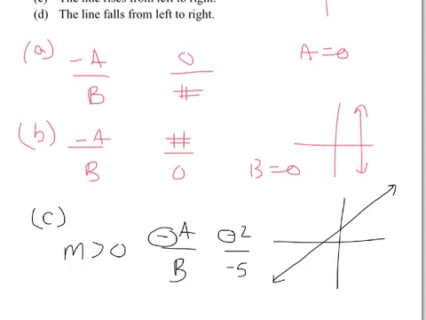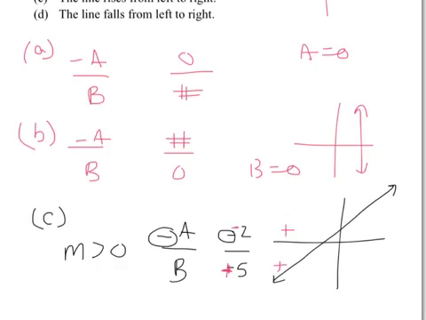So A is positive 2, and B is negative 5. If I get a negative over negative, that's a positive. So clearly, A and B have to have opposite signs. I could also switch it. What if B was positive and A happened to be negative? Well, then I end up getting a negative negative in the numerator, which is a positive, over a positive. So this would still give me a positive slope. So in order for there to be positive slope, A and B have to have opposite signs.